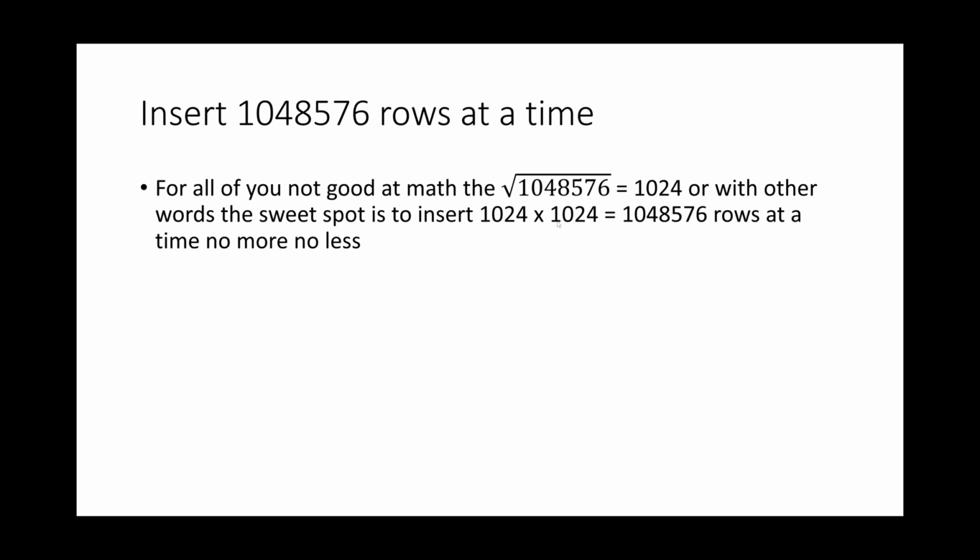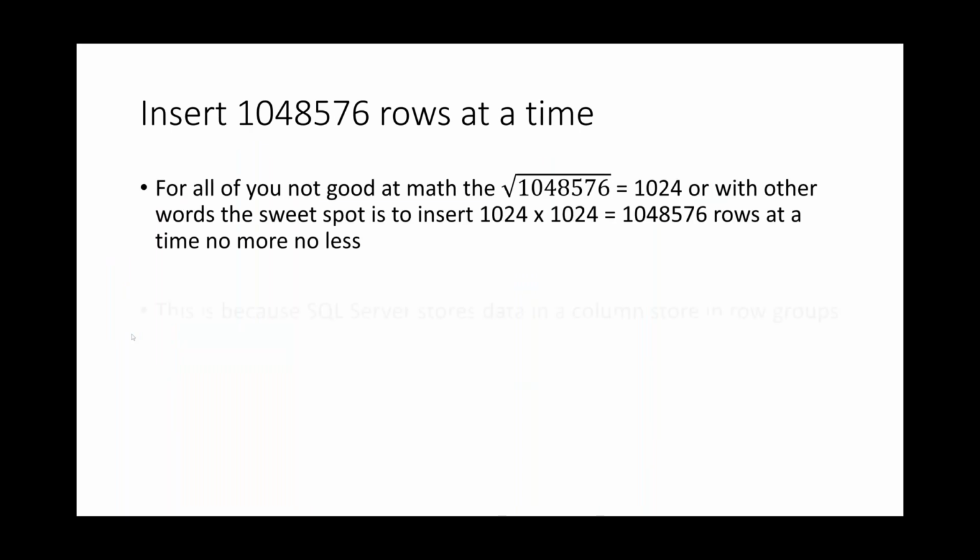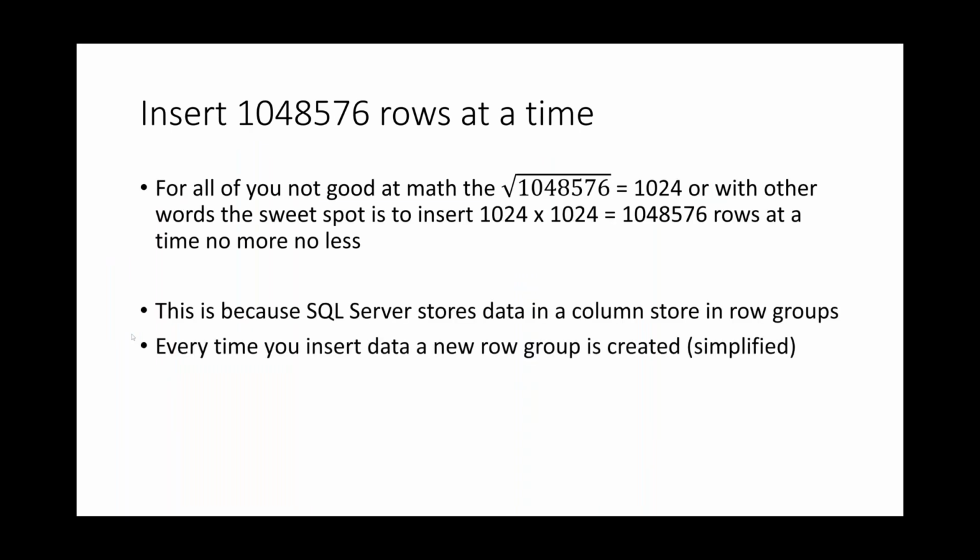Columnstore, one row group, what we just saw on the previous page, is 1,024 times 1,024 rows. I call it a mega, like a megabyte, a mega of rows, and that is what needs to be inserted in one go. This way, you get the most optimal compression inside a columnstore. Every time you do an insert, SQL Server creates a new row group. That's very simplified, but that's almost what happens.